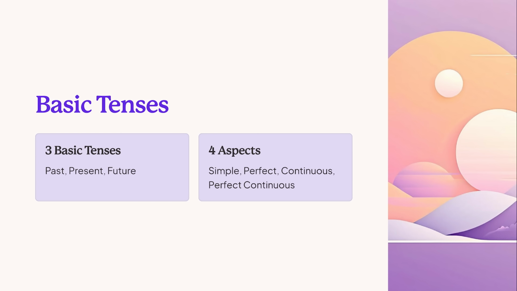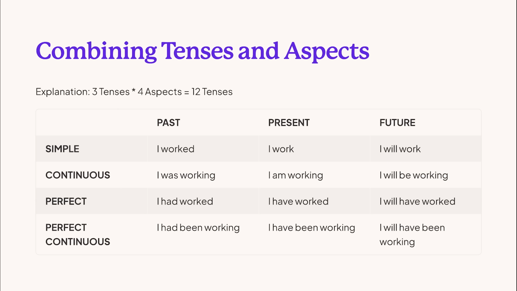The first thing you should understand is that instead of 12 tenses, there are only 3 tenses in English: past, present, and future. Much like in most languages. What about the 12 tenses, you ask? You'll get this number when you consider the 4 aspects of verbs. They are simple, perfect, continuous, and perfect continuous.